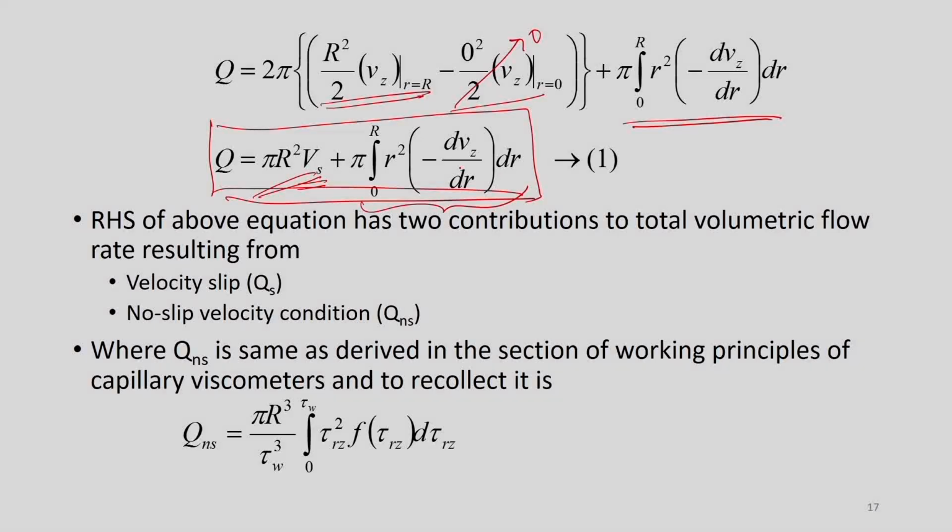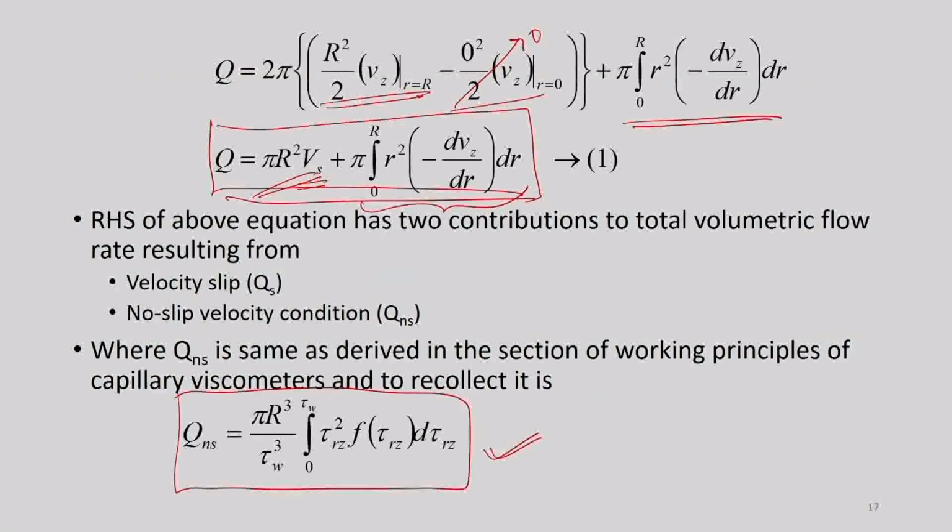And then the second term is associated with the no slip velocity condition, Qns. Qns, that is the second term, is equal to pi r cube by tau w cube, integral 0 to tau w, tau rz square f of tau rz d tau rz. This we have already derived in the previous lecture, so we are not going to do it again, right.